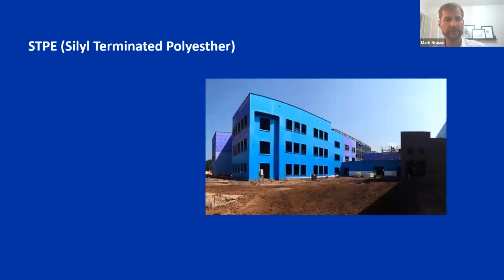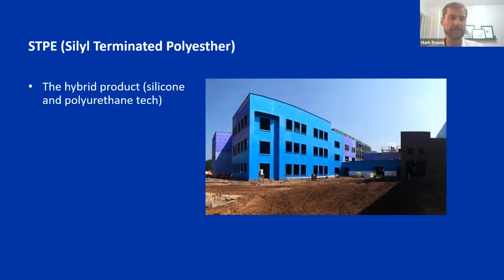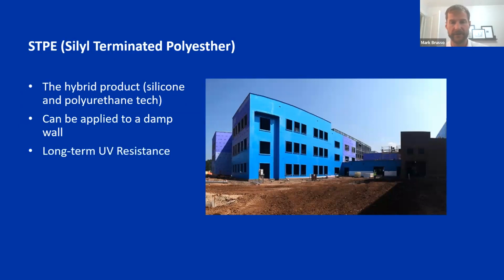So a couple of the high performers in the air vapor barrier world, silyl terminated polyether, STPE. This is the hybrid product if we were to describe it. And it's a combination of silicone and polyurethane tech all in one. What's great about this, it can be applied to damp walls. It has very good long-term UV resistance.